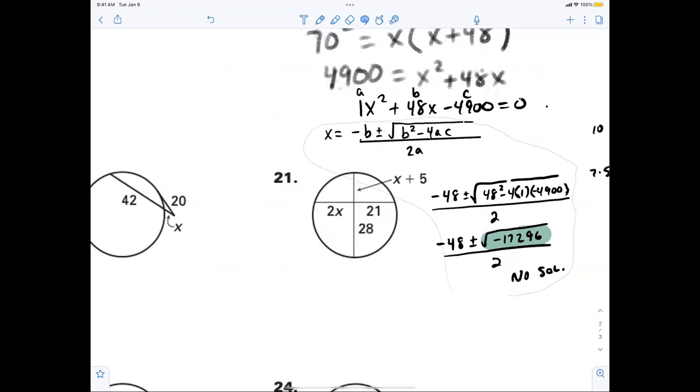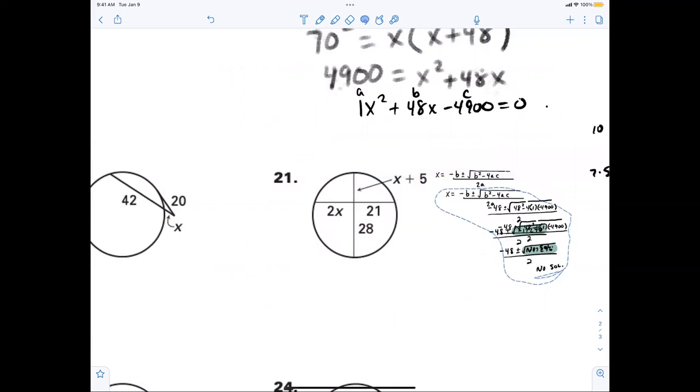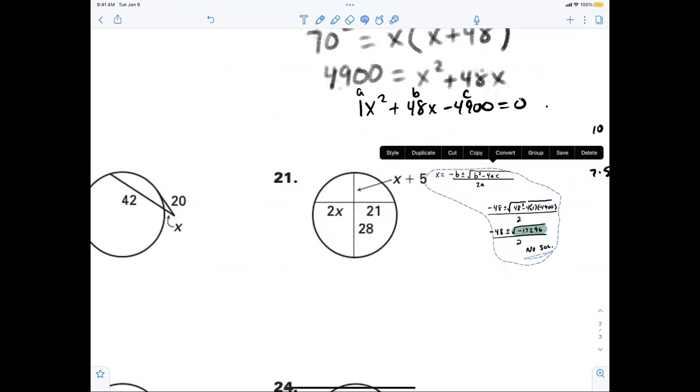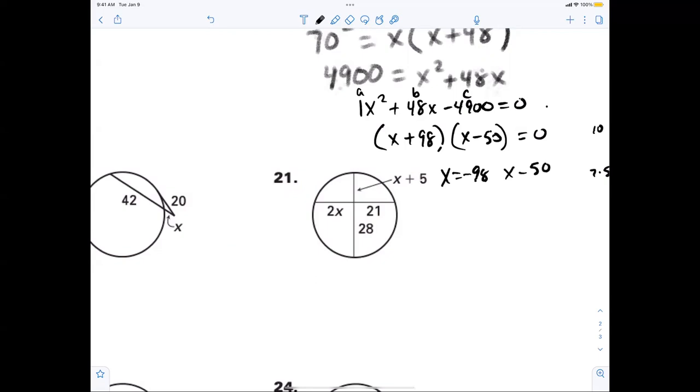All right, let's get rid of this garbage now. Thank you, David. Tell me again, what does that factor to? 98. Yeah, that was brilliant. So 2 sets of parentheses. And say it again, X what? X plus 98 and X minus what? 50. Thank you very much. So now X equals negative 98 or X equals 50.